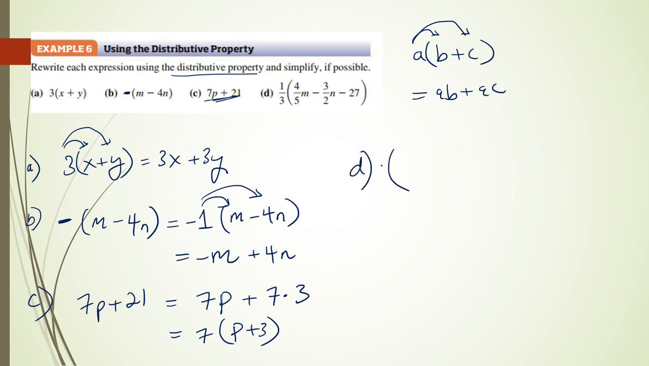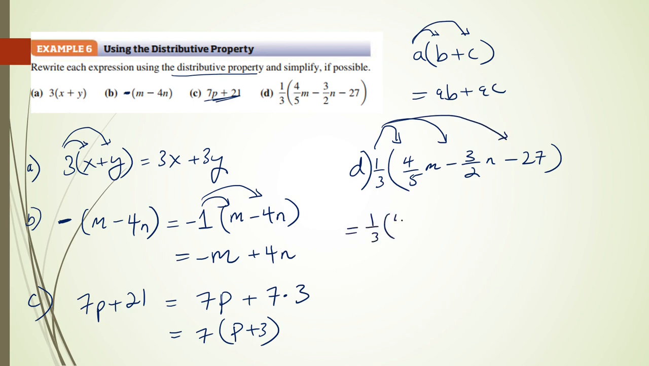For part D, I have 1/3 times the quantity 4/5 m minus 3/2 n minus 27. Again, we're going to distribute the 1/3. This is equivalent to 1/3 times 4/5 m. This is 1/3 times negative 3 over 2 n. And this is 1/3 times negative 27.